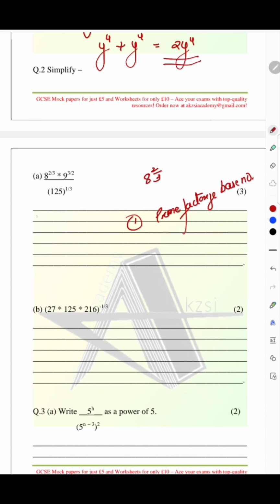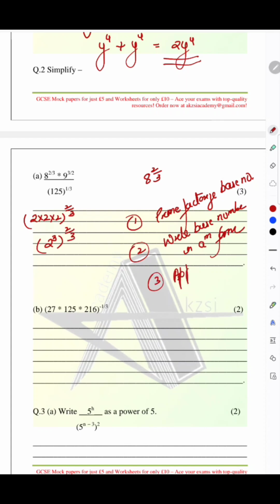That means 8 to the power of 2 over 3 will be prime factorized as 2 times 2 times 2 to the power of 2 over 3. Second step, write the base number in a to the power of m form. That means 2 times 2 times 2 can be written as 2 to the power of 3 because you're multiplying 2 three times. And last is apply the power rule.